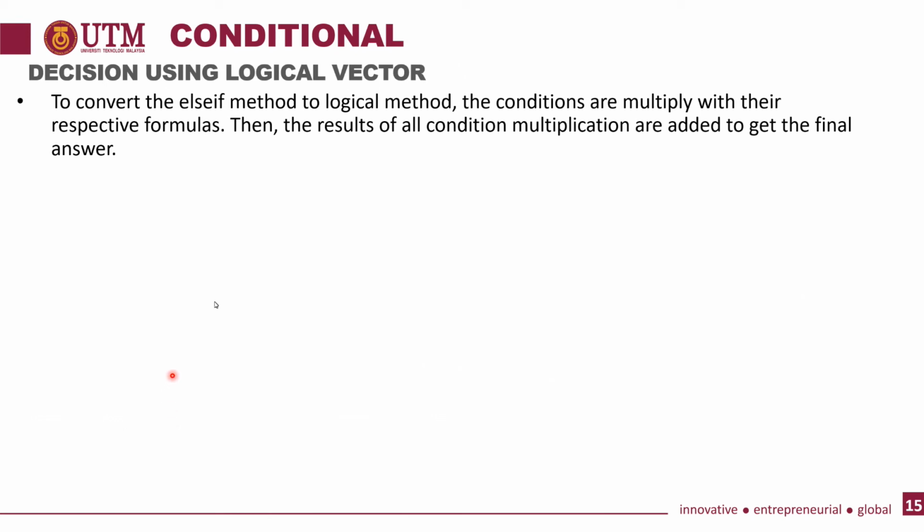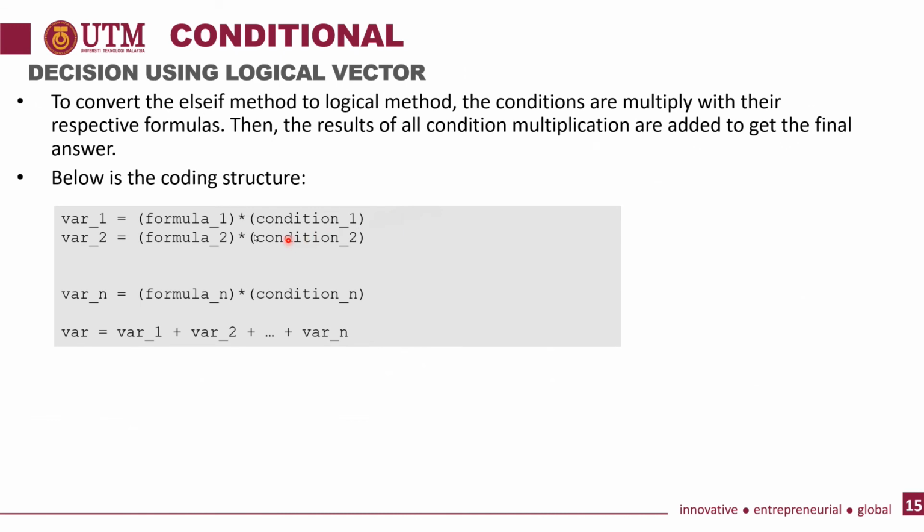To convert the else if method to the logical method, the conditions are multiplied with their respective formulas. Then the results of all the condition multiplications are added to get the final answer. Below is the coding structure. For variable 1, formula number 1 is multiplied by condition 1. Formula number 2 is multiplied by condition number 2, which is the logical vector, until variable n, which is formula n multiplied by condition n. A condition is either true or false.